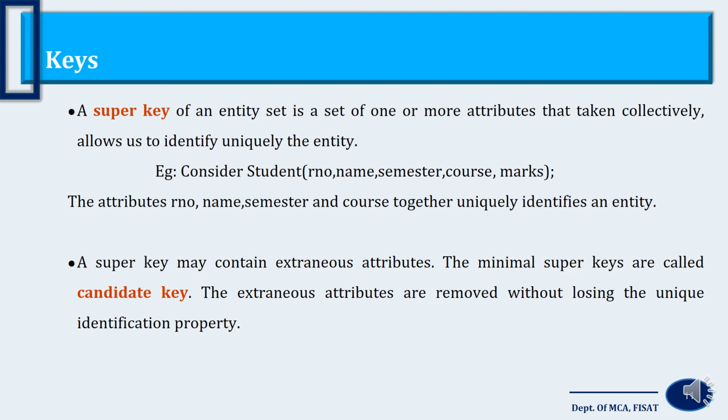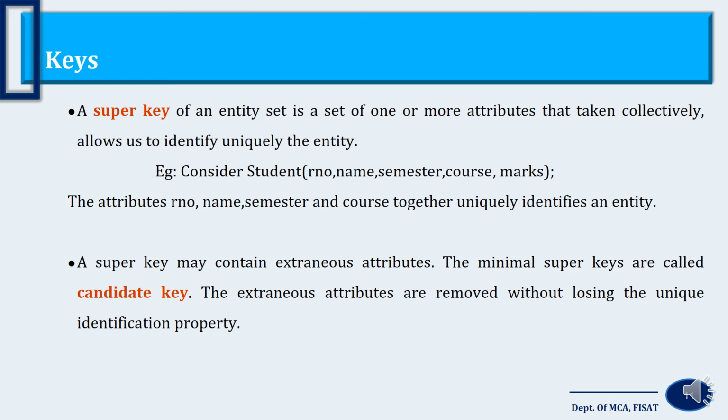So we'll take a combination of attributes. We'll take the roll number and name. That one is also not enough to identify. We may have duplicates. We can't identify a particular entity uniquely. If we take that combination, then we can take the roll number, name, semester and course together to identify a particular student from the entity set students. Okay, so that is the super key. An attribute or a combination of attributes should identify a particular entity uniquely. That is the super key.